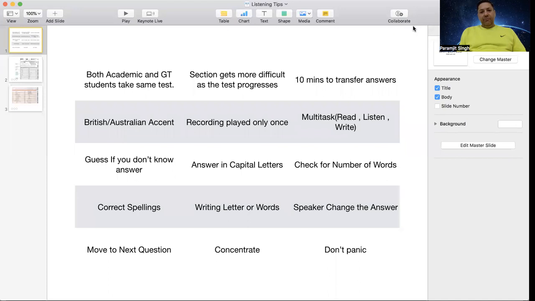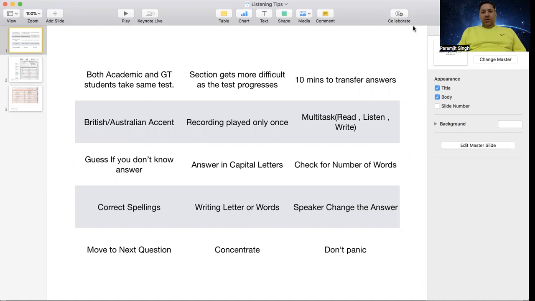Okay, now coming to the main point, what you need to know more about your listening section. There are some tips to improve your score. First, you must know that both academic and general training, that is GT, students take the same listening test. There is no difference for both academic IELTS and GT IELTS listening test.